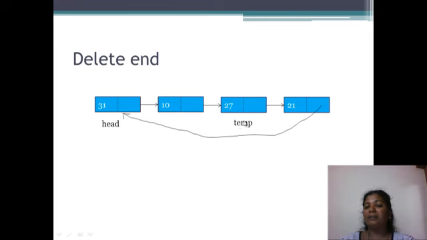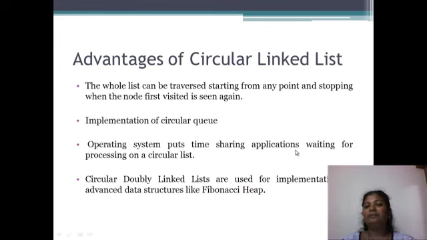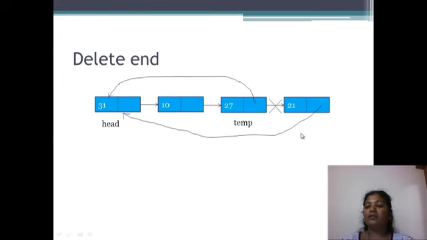So this is the temp. The address of the last-but-one node is available in temp. Now I am making the next pointer point to the head. So this cancels this link. When this link is getting cancelled, automatically this link is also getting cancelled. So we have a list 31, 10, 27, again 31. So the last element is deleted.